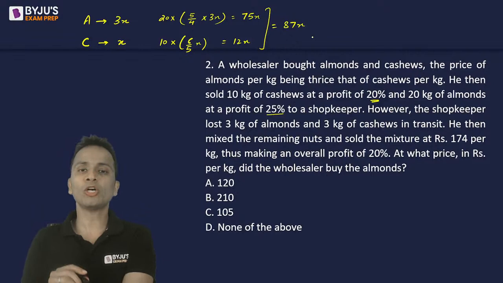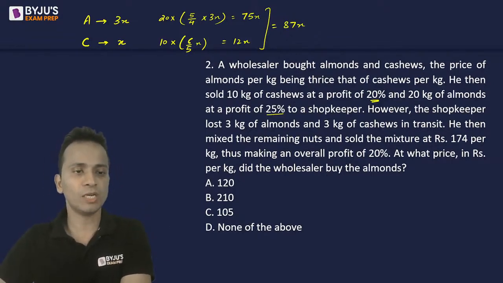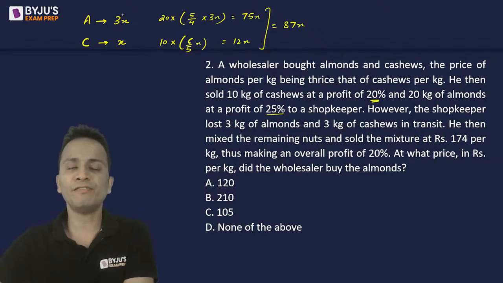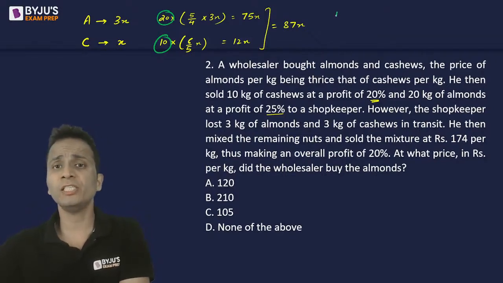But the shopkeeper lost 3 kg of almonds and 3 kg of cashews in transit. So the quantity that is left with the shopkeeper: out of 20 kgs of almonds, he has lost 3 kgs, so he's left with 17 kgs of almonds, and he's left with 7 kgs of cashews.